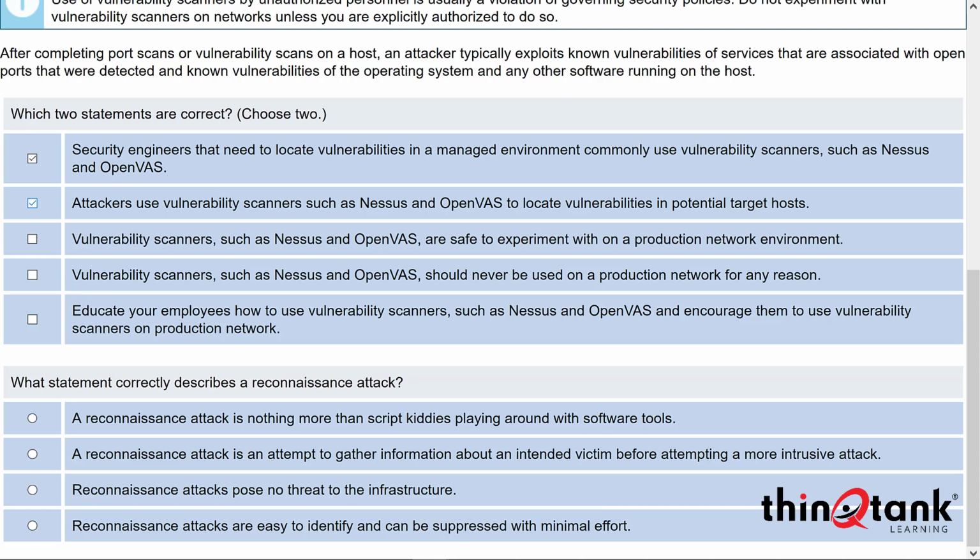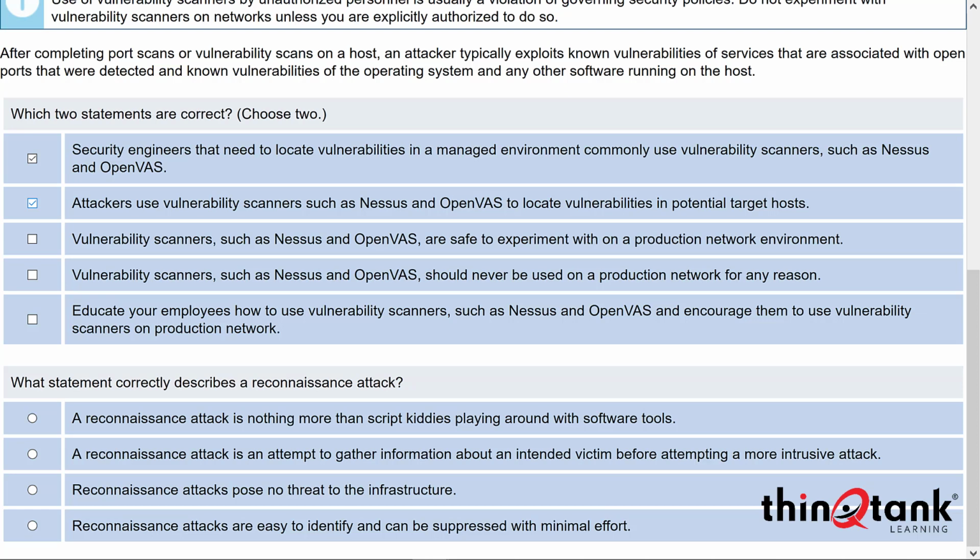Next: are safe to experiment with on a production network? Yeah, we don't typically experiment with these tools on a production network. They should be used for a specific purpose, for assessing the vulnerabilities in our enterprise, right? Educate your employees on how to use these scanners. No, you don't want your employees running around using these scanners on your network. Obviously, that should be limited to the individuals that have the purpose of identifying weaknesses in your systems.